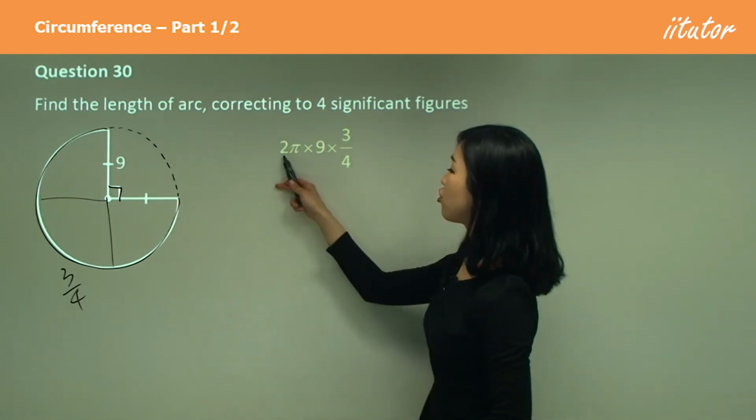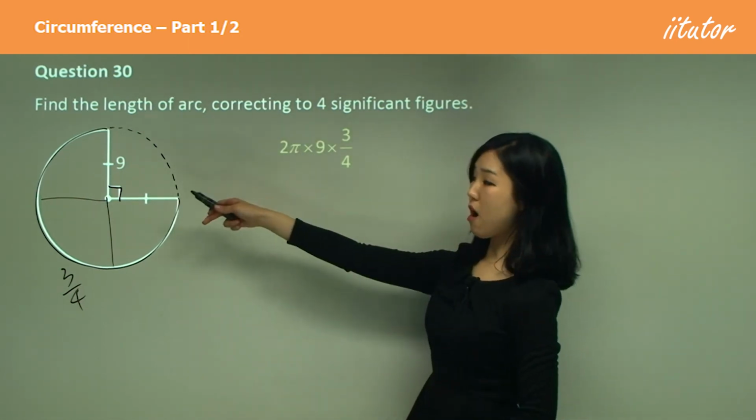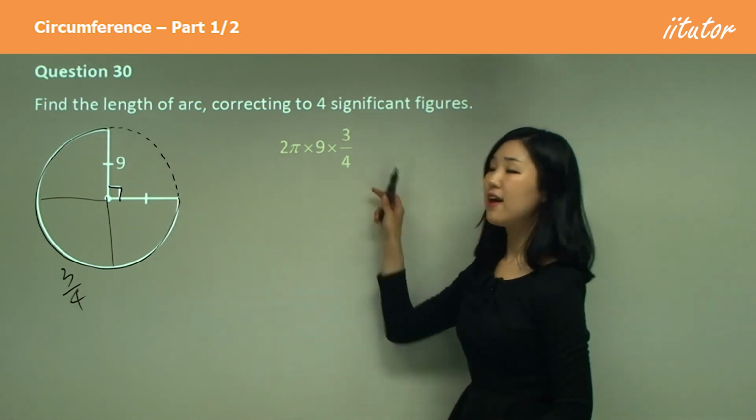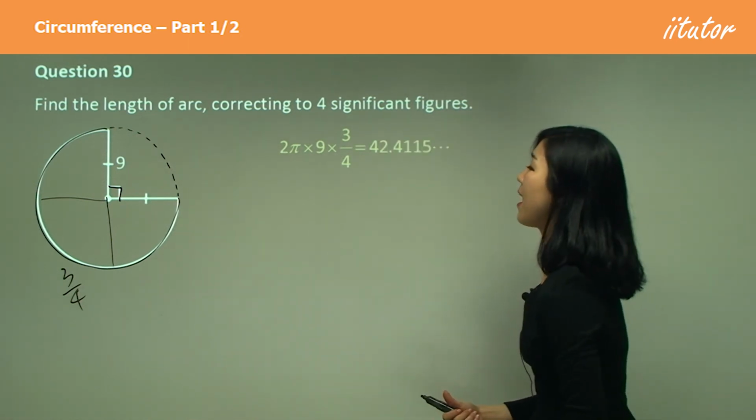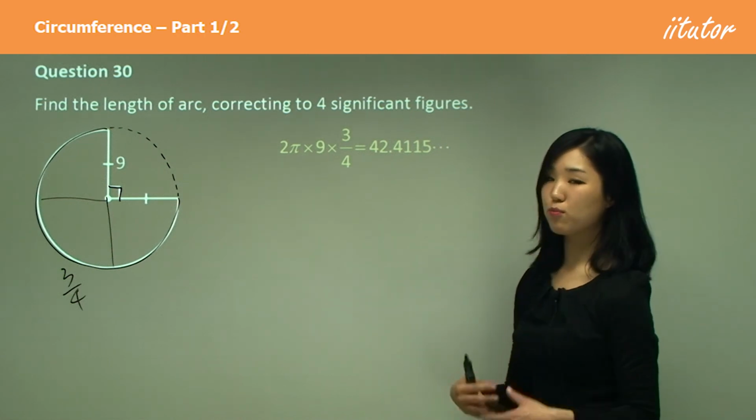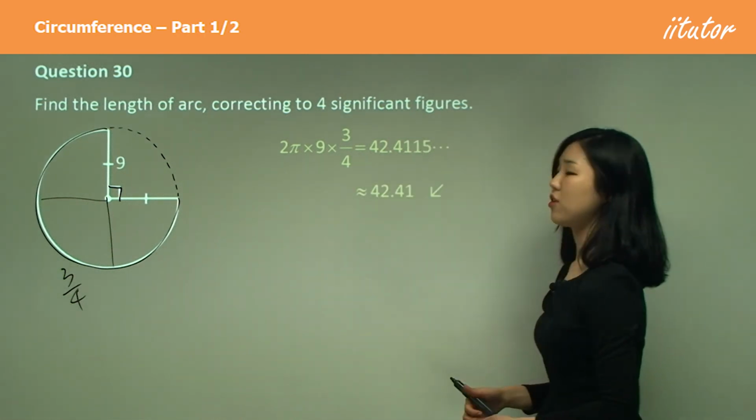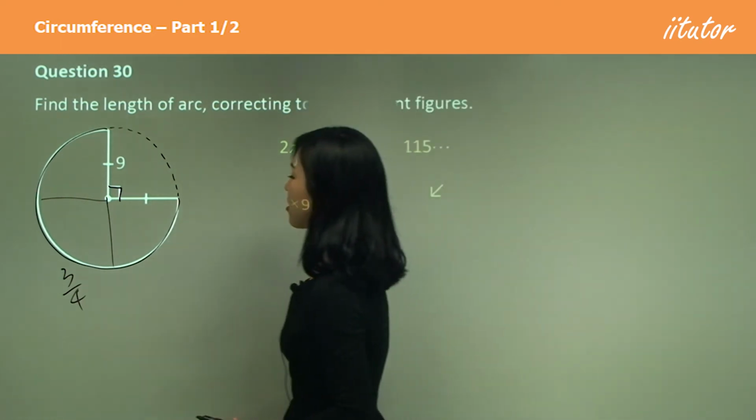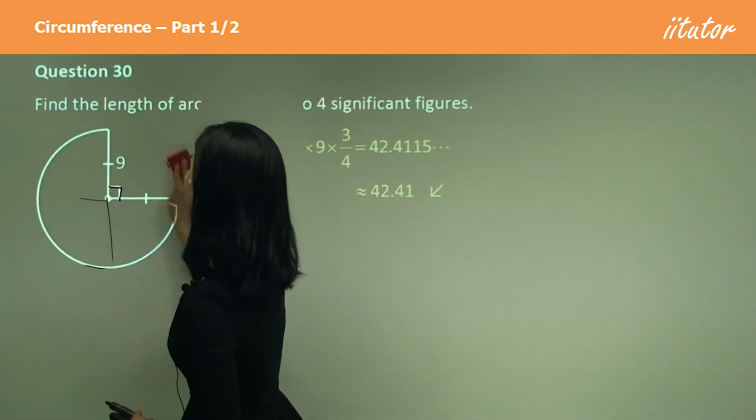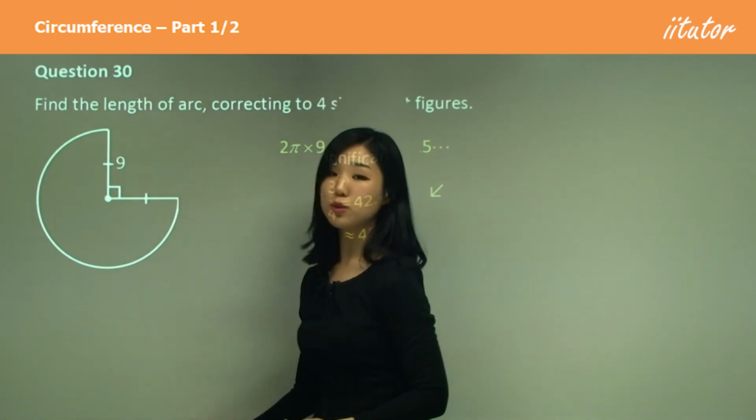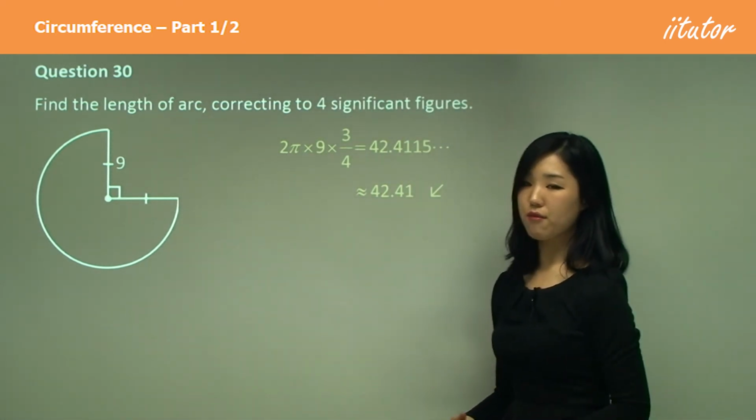So I'm going to do 2 pi r, where r is 9, so 2 pi times 9 times 3 quarters. And that's going to give you something like that. Just plug it into your calculator, and to 4 significant figures, it's 42.41. As long as you can find the fraction of the circle, you can multiply that fraction to the circumference formula.